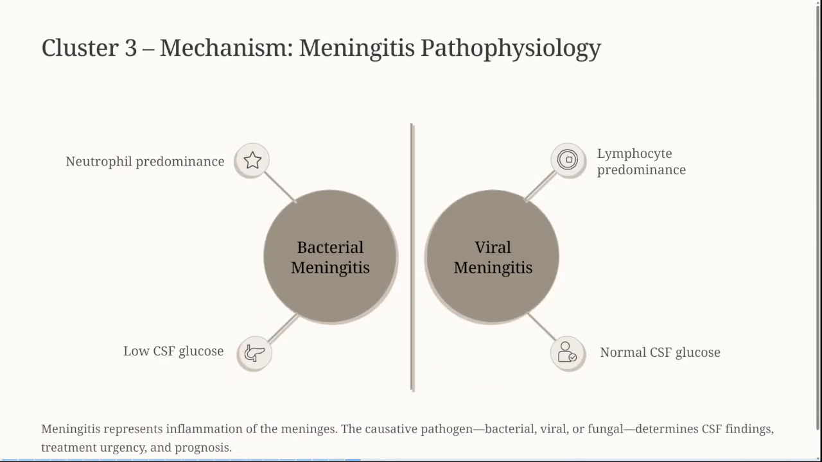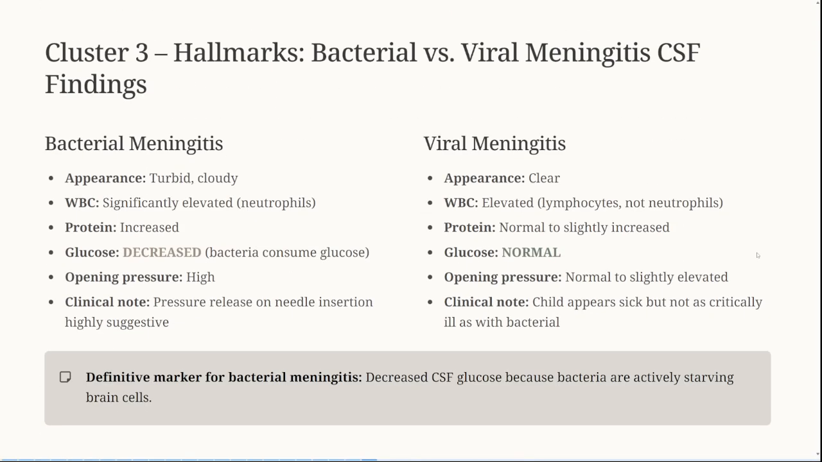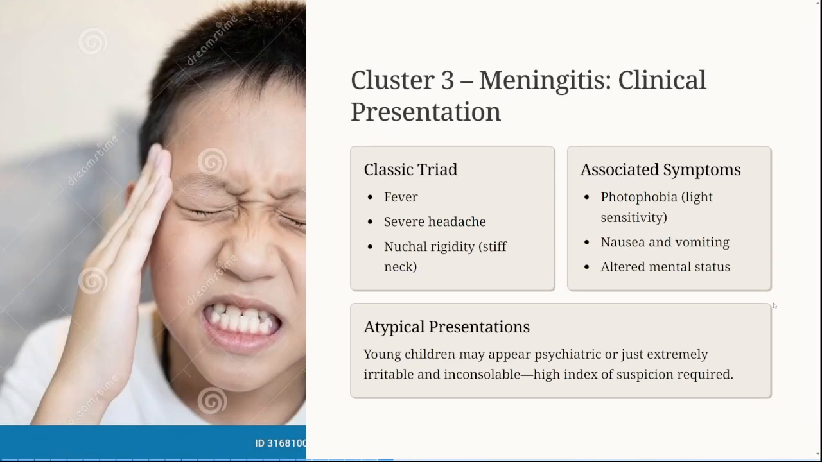Let's start with meningitis, the inflammation of the meninges. It can be caused by viral, bacterial, or fungal pathogens. The hallmark symptoms in children are fever, an intense headache, photophobia, like sensitivity to light, nausea and vomiting, and the classic sign of nuchal rigidity or a stiff neck. And sometimes in younger kids, the symptoms can look a little different. They can almost mimic a psychiatric illness or just extreme, inconsolable irritability. So the differentiation, which is what determines the treatment, requires a lumbar puncture, an LP, to analyze the CSF.